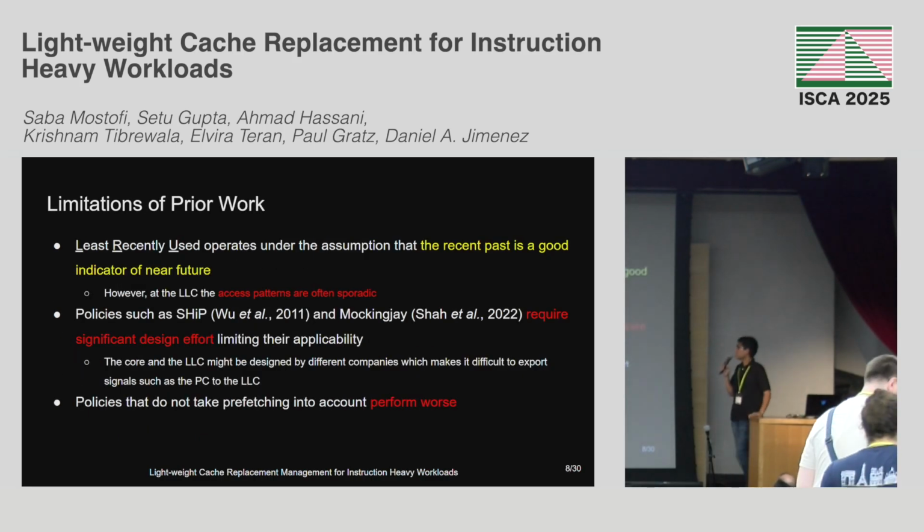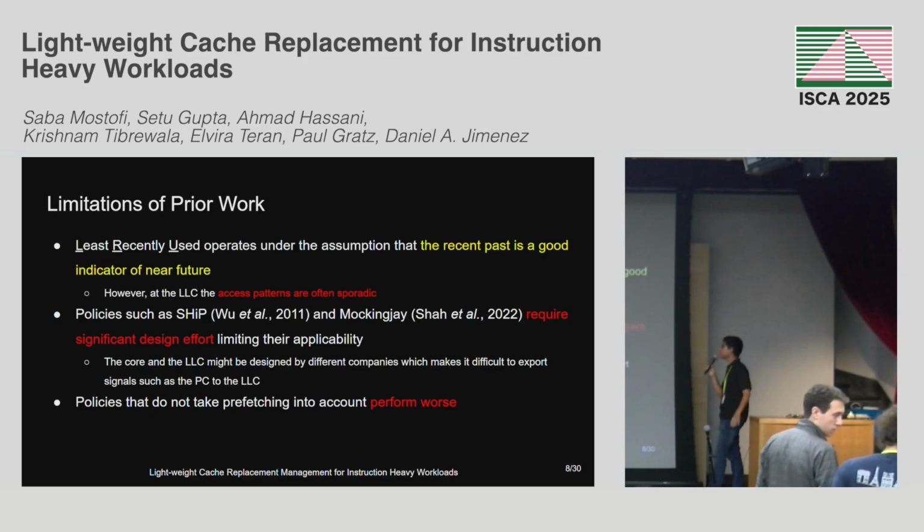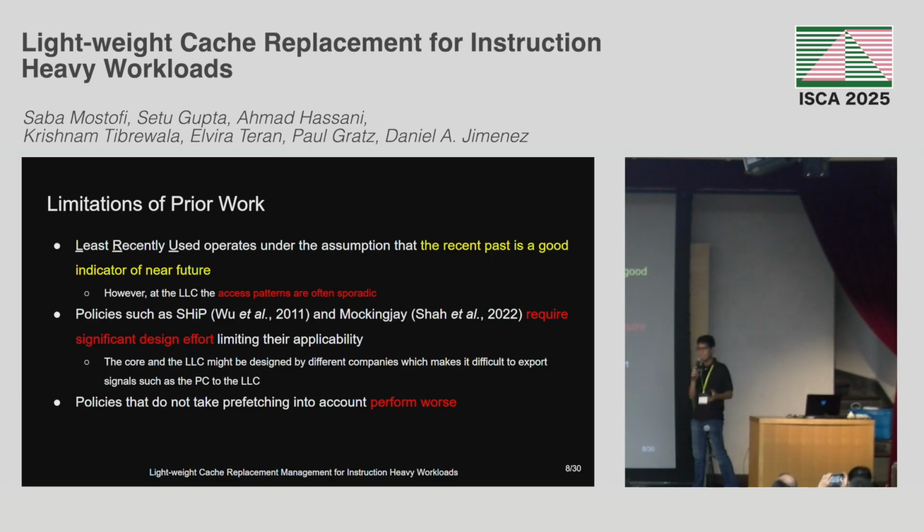Now let's talk about some limitations of prior work that we are trying to fix in our work. LRU-based policies such as RRIP make the assumption that the recent past is a good indicator of the near future. What that means is that if I just used this cache line, I'm likely to use it again. If I used this cache line maybe 10 cycles back, I'm less likely to use it in the future, and so on. This effectively just mirrors the past into the future. The problem with this is that while this works for the level 1 and level 2 caches, at LLCs the access patterns are often sporadic. Why? Because the L1 and L2 are going to filter a whole lot of accesses.